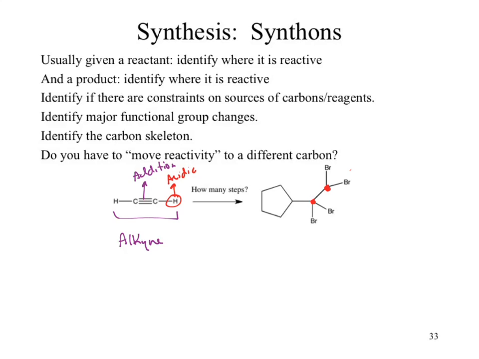Identify if there are constraints on these sources of carbons or reagents. In general, because my library of questions within synthesis is fairly new, I don't have a lot of constraints. I'm pretty much giving you a starting material and a product, and you do whatever you have to do to make those connections. There are no limitations on how many carbons you can bring in or where your carbons come from. If you happen to take this class with other lecturers, they do incorporate restrictions.